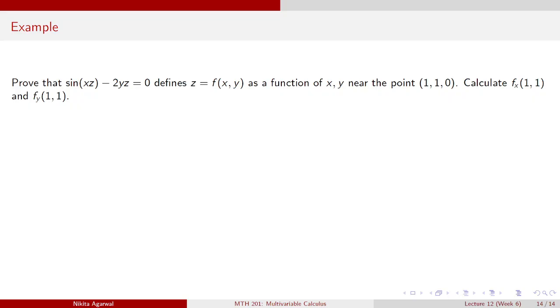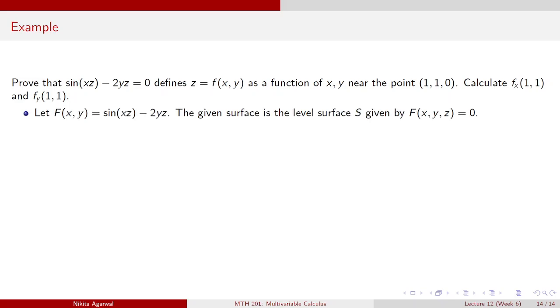Let us finally look at one more example. So prove that sine of xz minus 2yz is 0. Okay. We want to show that there is a differentiable function f, such that z equal to f(x,y) satisfies this near this point. And you have to calculate the partial derivatives of little f with respect to x and y at this point. So here your F(x,y,z) is given by this, and the given surface is the level surface S given by this function, and the given point lies on this, right, which is important.